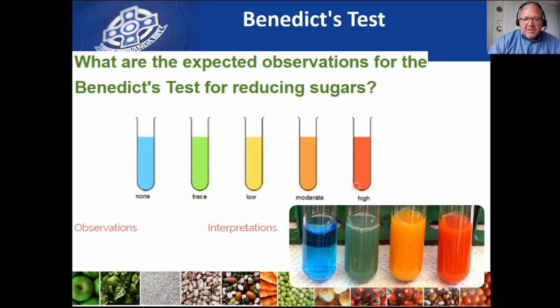Okay, so the main thing you need to remember here is that when we have blue, there is no sugar. Green and yellow: green says a little bit, yellow says a little bit more, orange says even more, and then the closer you get to red, the higher the sugar content.